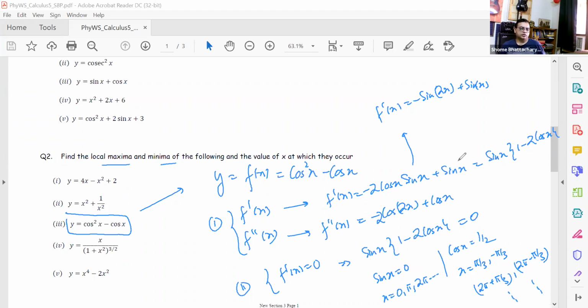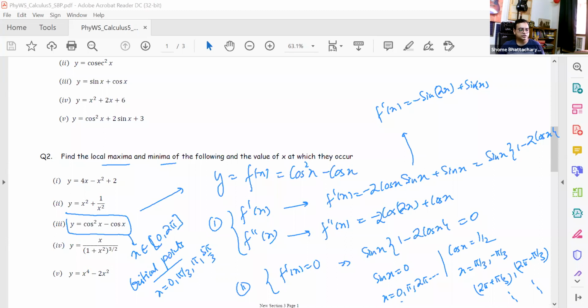If you look at the fundamental period of the function between 0 and 2 pi, then these are the critical points you're getting. You're getting 4 critical points: 0, pi, pi by 3, and 2 pi minus pi by 3, that is 5 pi by 3. So in a fundamental period, 0 to 2 pi, you'll get 4 critical points: 0, pi by 3, pi, and 5 pi by 3.